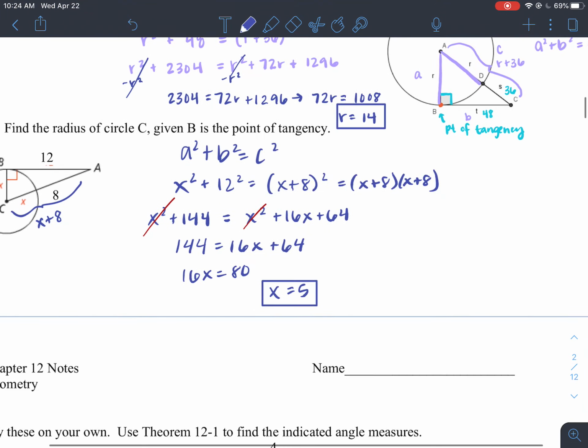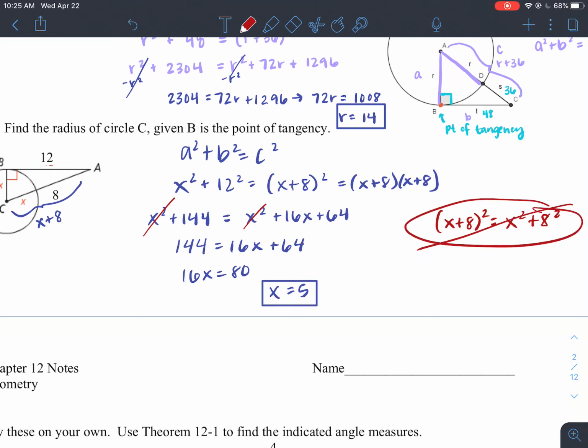Right? It's very tempting to write x plus 8 squared equals x squared plus 8 squared. This is wrong. Do not fall into that temptation. Don't do it. You have to remember squaring is something times itself. It's not x squared plus 8 squared. It's x plus 8 times x plus 8.